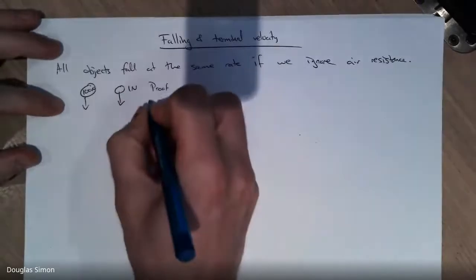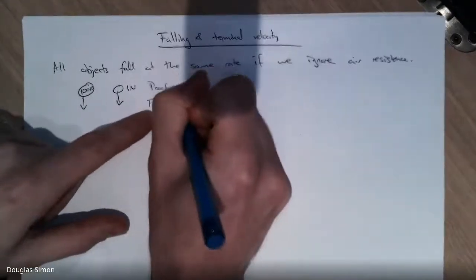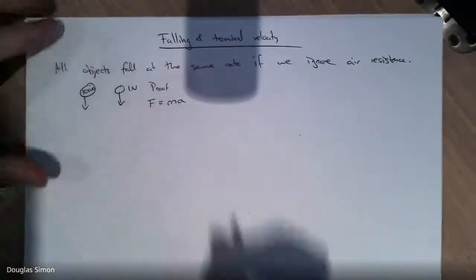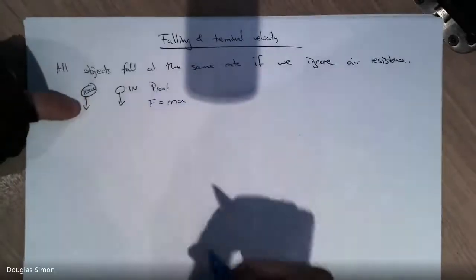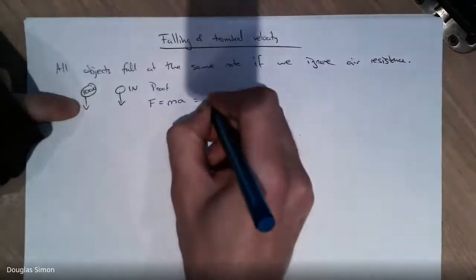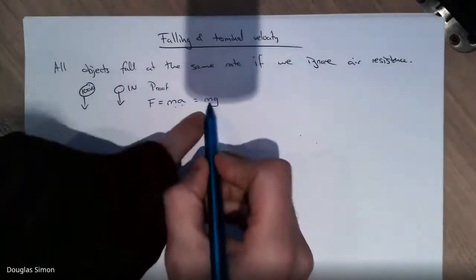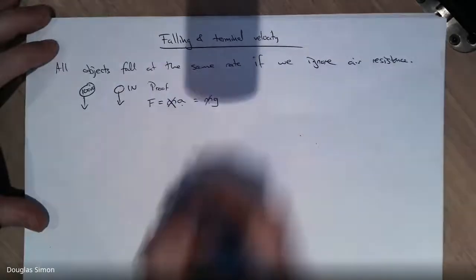Okay, what is the force on something? The force on something is its mass times its acceleration. What also is the specific force pulling something down? Well, it is the weight of the object. So the mass times acceleration of something is its weight, which is mass times gravity. Obviously, it's the same mass in both of these cases.